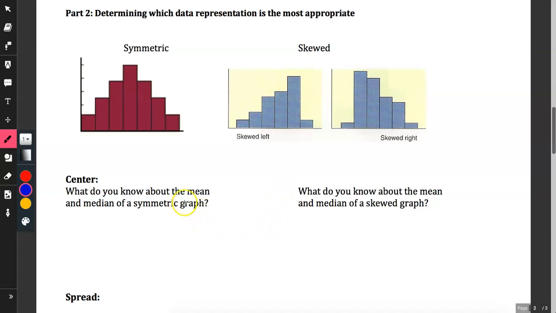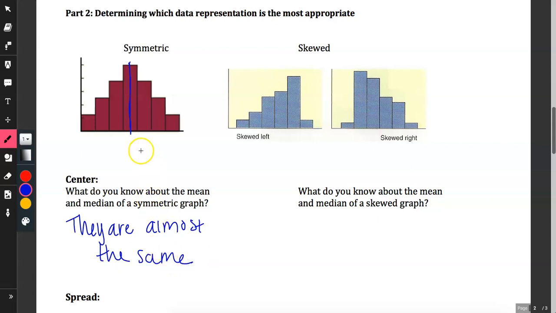For the center, it says, what do you know about the mean and median of a symmetric graph? So here's a symmetric graph. Here's our middle part. They would actually be exactly the same if it's perfectly symmetric. Now that doesn't happen a lot in real life data, but if they're perfectly symmetric, they're the same. So we're just going to say they are almost the same. The arithmetic middle and the sequenced middle would be about the same. So I would have the mean here and the median at this point. Okay, so that's when it's symmetric.